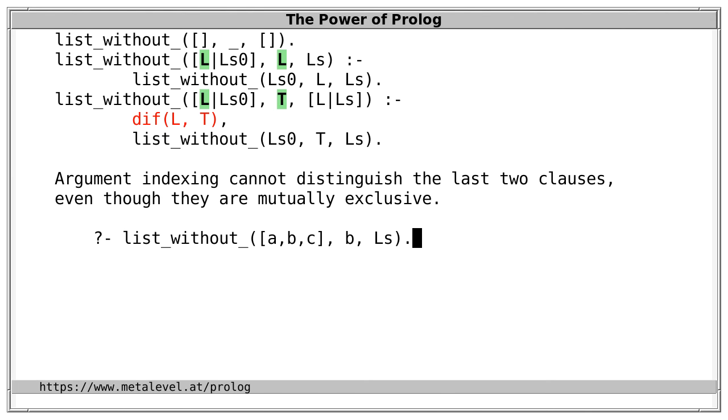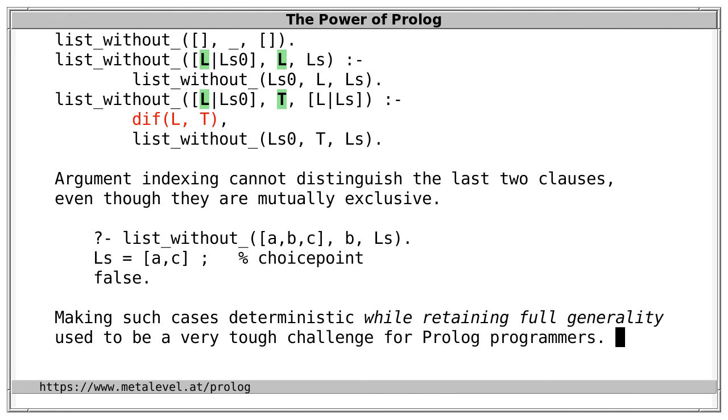And of course the program is still perfectly usable. So for instance, if we ask Prolog, what is the list A, B, C without B, then we get the correct solution. It's A, C. However, a choice point remains, and only on backtracking we're told that there are no further solutions. So the choice point was redundant, and that's bad for performance. And making such cases deterministic while retaining full generality used to be a very tough challenge for Prolog programmers. So it's no trick to retain full generality, because that's what we just did.